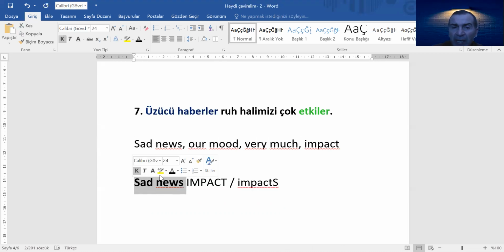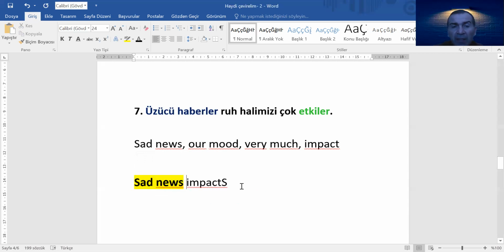subject, and if the subject is plural, we are going to write impact. But if the subject is singular, we are going to write impacts. Sad news is a singular noun, though it is written in plural. Sad news impacts our mood. How? Very much.